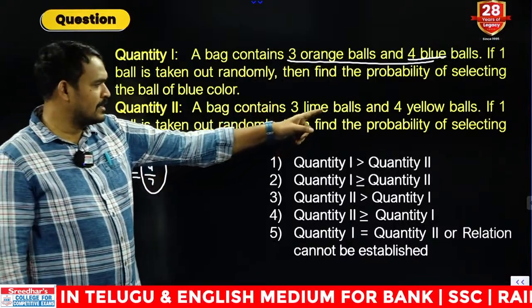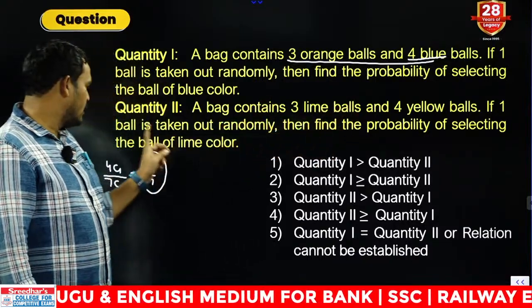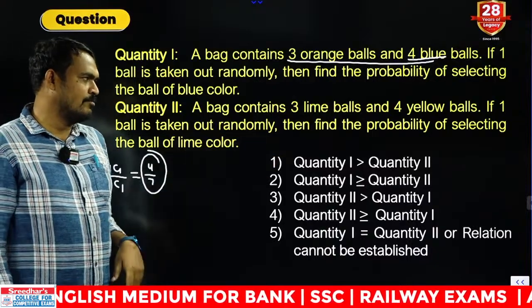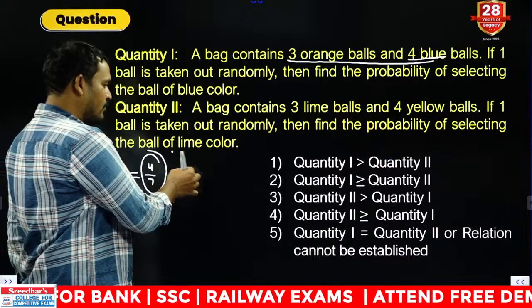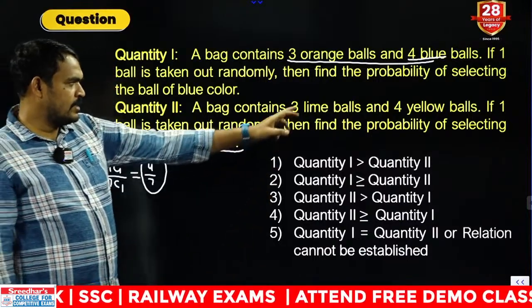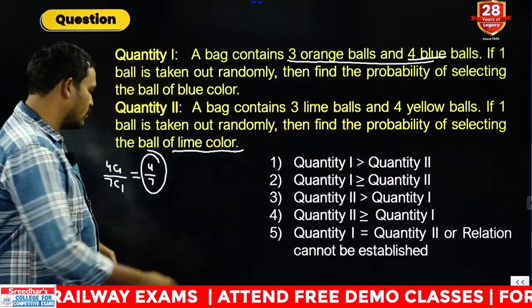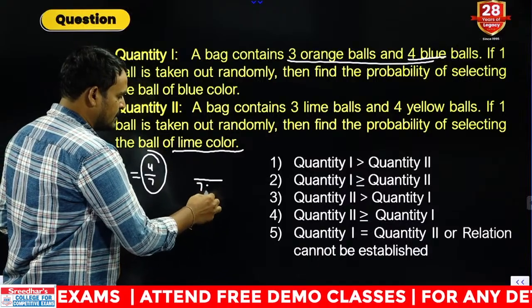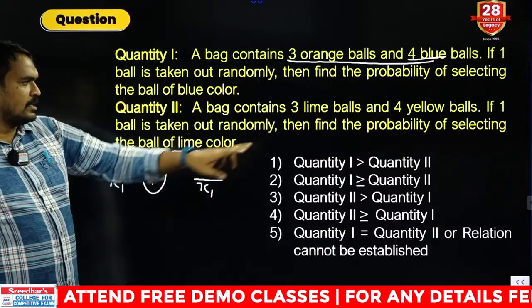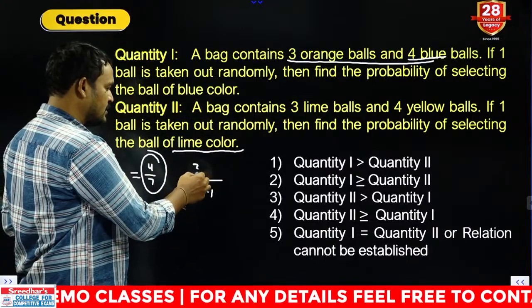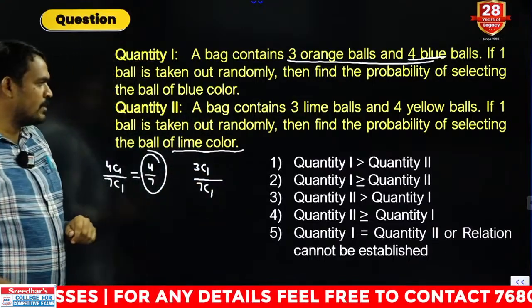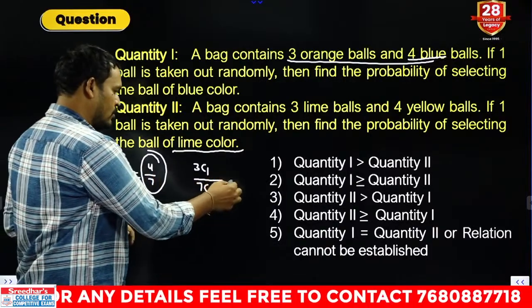Next, second quantity. A bag contains 3 lime balls and 4 yellow balls. If one ball is taken out randomly, then find the probability of selecting the ball of lime color. Ball of which one? Lime color. First of all, 3 lime balls and 4 yellow balls. Total how many balls? 7. Then we write 7C1. That one ball is which one? Lime ball. How many lime balls are there? 3. Then we write 3C1 by 7C1.